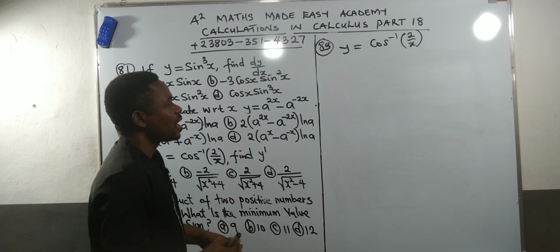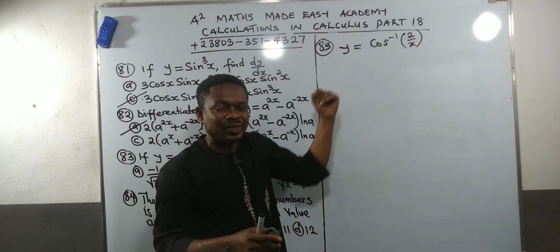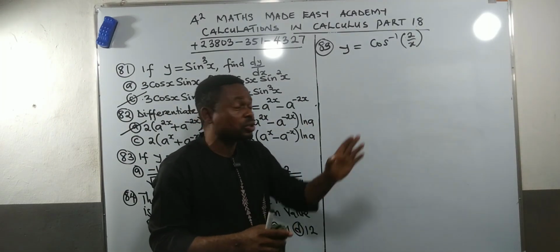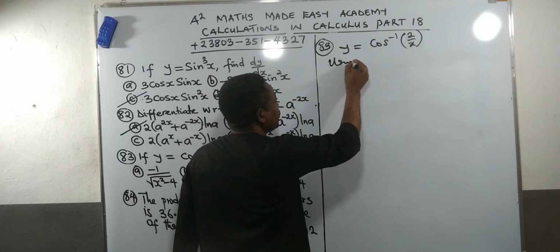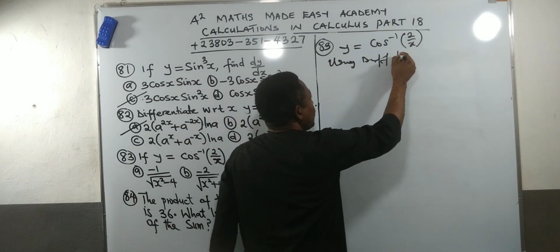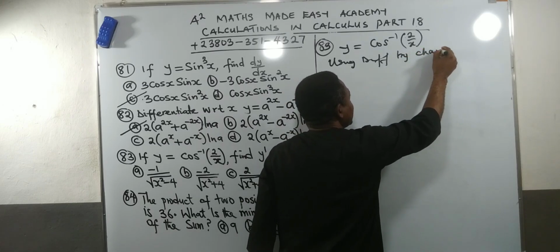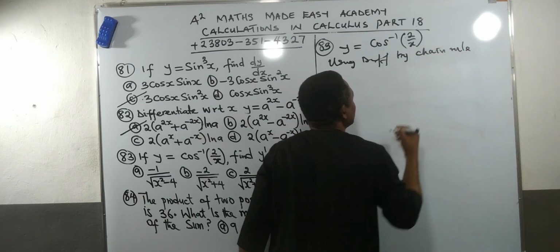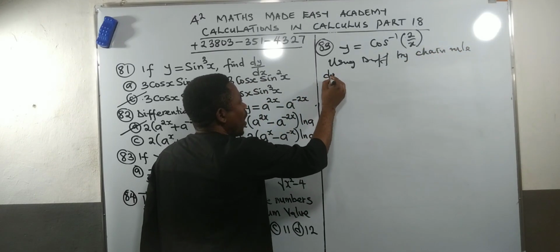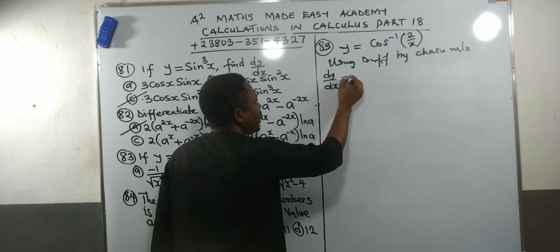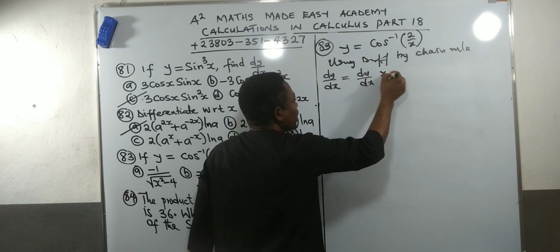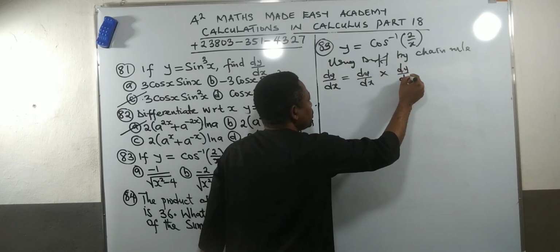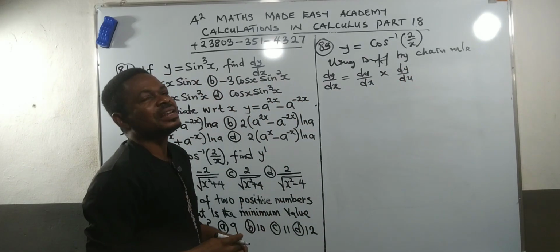What is the formula? I want to use the formula first. Then after that, I will introduce the shortcut of solving this problem. Now let us watch. Using differentiation by chain rule, what is the formula? dy over dx is equal to du over dx, then times dy all over du. Now let us satisfy the analysis.